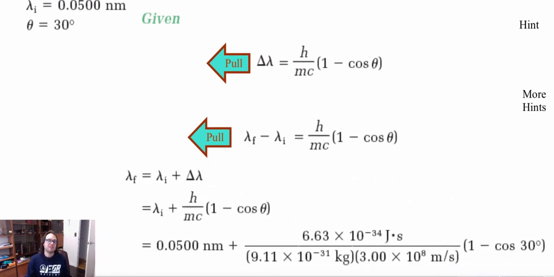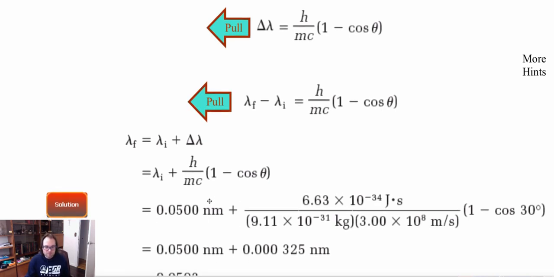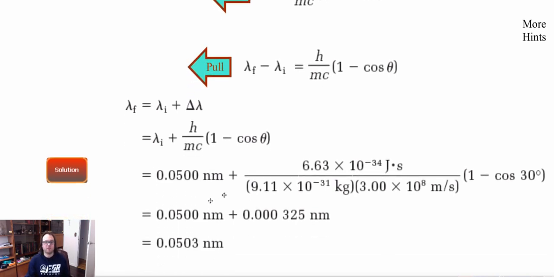Your book does this slightly differently. They first looked at this, and then they substituted in this formula here for your wavelength. But it's essentially the same thing. And then they put in all the variables that they know. All of these here, remember, Planck's constant, the mass of our electron, and the speed of light are all constant, so the only changing things are my initial wavelength and whatever the angle is, and that will help me determine my final wavelength. So once we plug all of these in, we end up getting this for an answer.